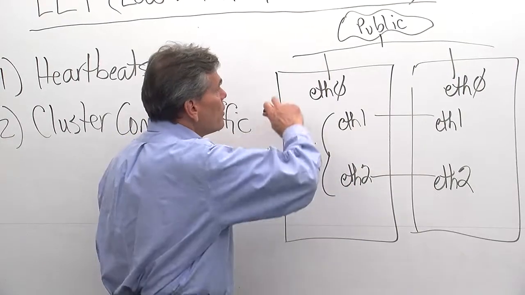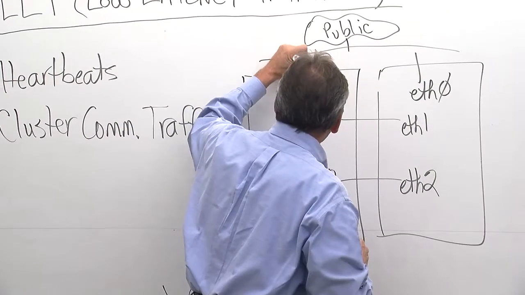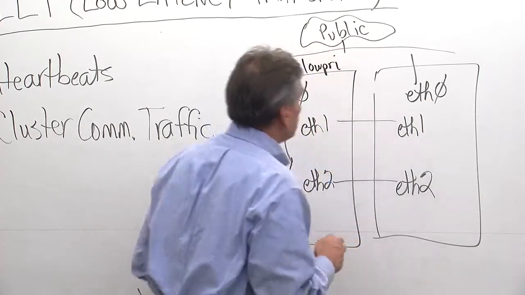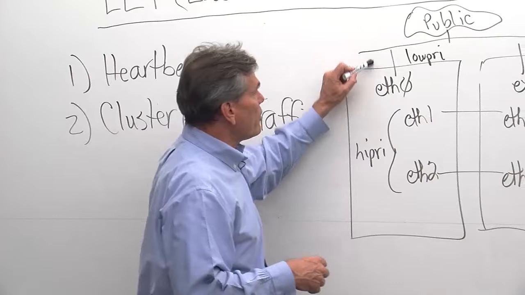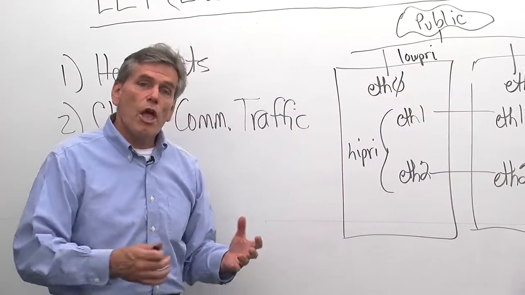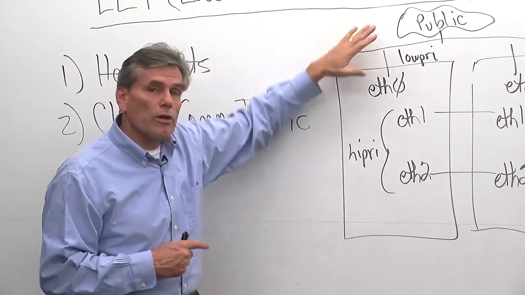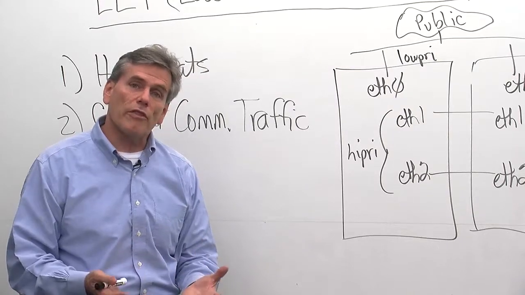The public network, we refer to that as a low-pri link. So it's another communication mechanism for LLT to get stuff to the other node, but since this is the public network, we minimize the traffic we put on that.